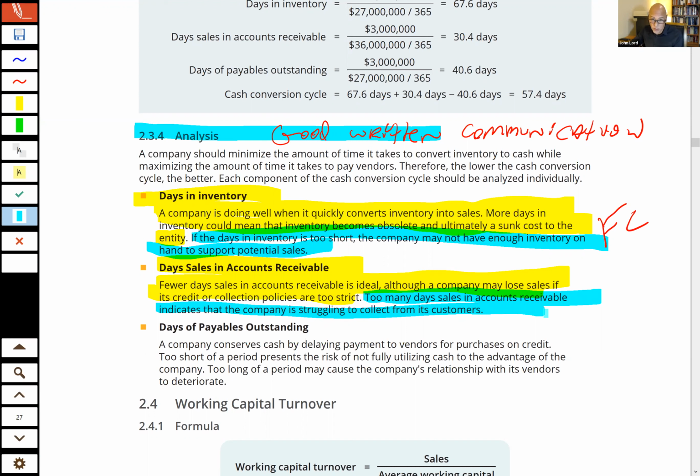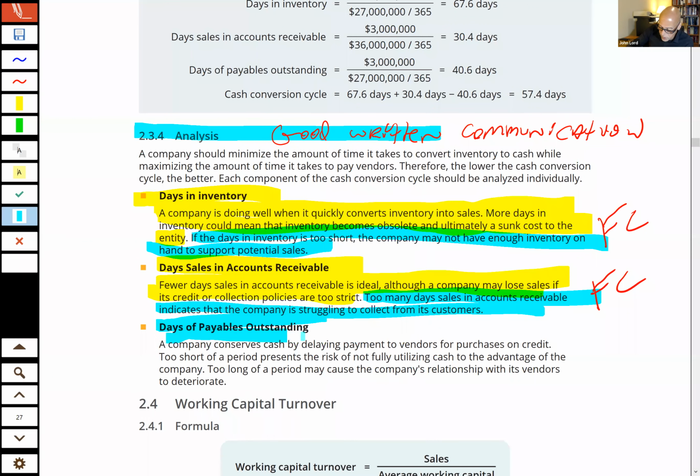You've got to be looking at the collection problem, and you're probably going to see that supported by a large percentage of our accounts receivable being eroded by the allowance for doubtful accounts, right? So you can flashcard that. Okay. Days payable outstanding.